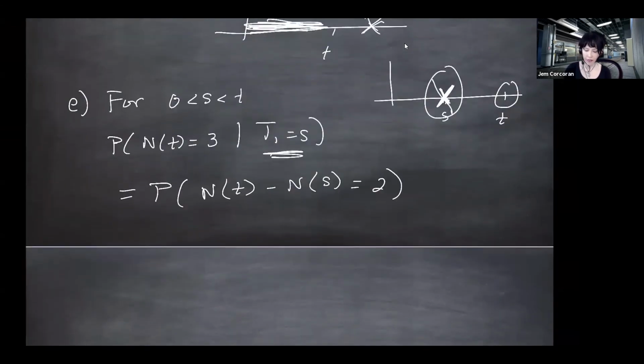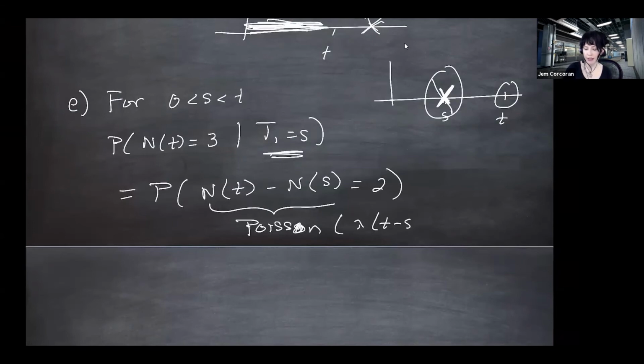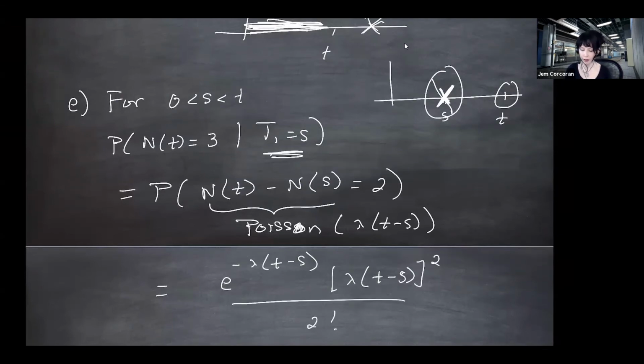So this is a Poisson random variable with parameter lambda times (t minus s). Yeah, lambda is 2, but I've decided to just stick with the lambda. And so this is e to the minus lambda (t minus s), times lambda (t minus s) to the 2, over 2 factorial.